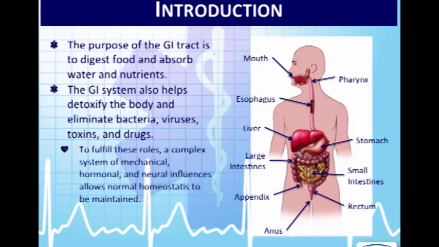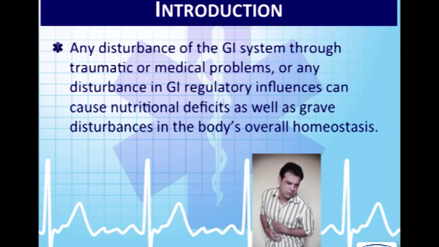The GI system, I think we're all very familiar with. It's for the digestion of food, and then you absorb your water and your nutrients. It's also part of the detoxifying system. We'll talk quite a bit about that when we talk about the liver as well as the GI role with it. Any disturbance certainly in the GI system not only affects that particular system but can affect the body's homeostasis in its entirety.